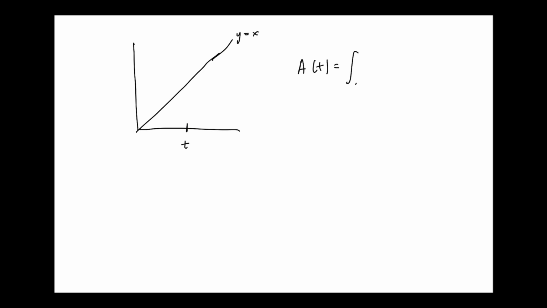Okay, so let's take our next example. Let me just use y equals x. Again, I'm thinking of t as being an unknown number on the x-axis. It could be small, it could be big, whatever. Then I'm going to define A of t to be the integral from 0 to t of our function, which in this case is x dx.